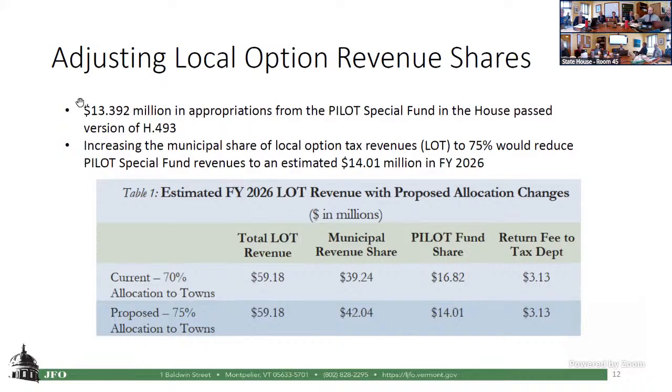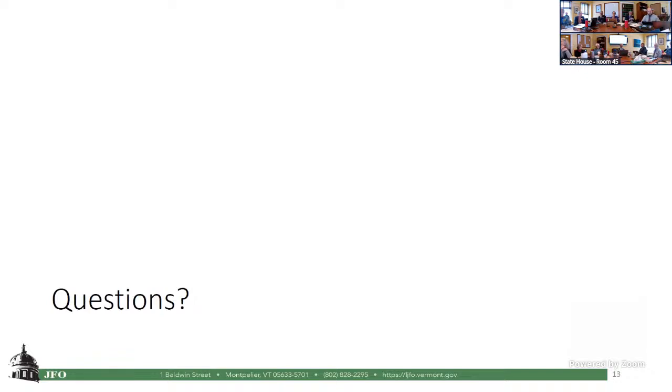And reminding the committee that in total, in H 493, the various appropriations from the pilot special fund, which include the base general pilot payment, correctional pilot payments, and the $1 million for the municipal grand list stabilization program, total $13.392 million. So were those changes all to happen in sequence and together, right? You're looking at an estimated revenue of $14 million in fiscal year 26, and appropriations of almost $13.4 million. So there's some room there. And that's it. That is what I've prepared for y'all.